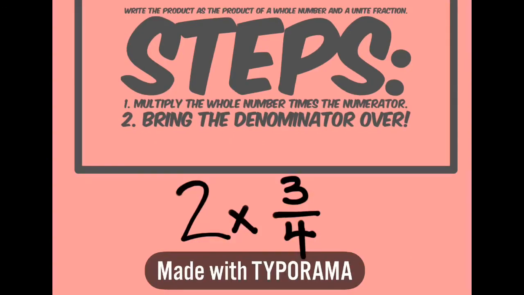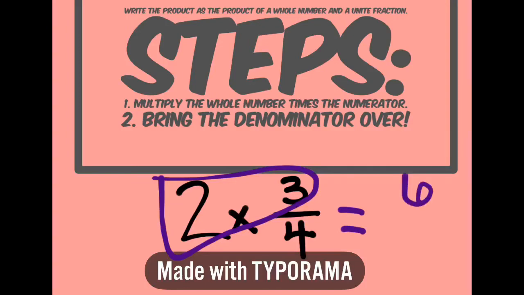We're going to do the same problem here. Step number 1, we're going to multiply the whole number times the numerator. We just multiply straight across, and we get 2 times 3 is 6. Step number 2, we're just going to slide the denominator over, and that's 4. So our answer to 2 times 3/4 is 6/4.